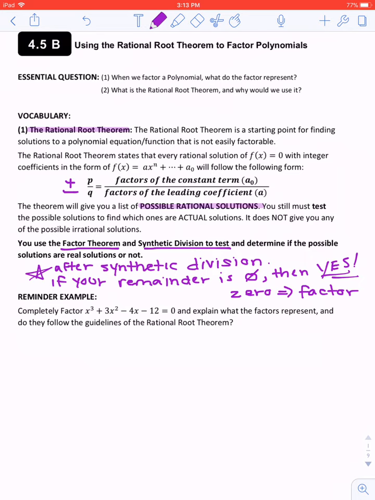So if I asked you to completely factor x cubed minus 3x squared minus 4x minus 12 equals 0, and then explain what those factors represent, and we're going to see, do the factors that we find follow the guidelines of the rational root theorem? So we're going to factor it with things that we already know how to do. And then I'm going to show you what we would do if we use the rational root theorem to prove to you why this list has what we need in it. All right, so it'll kind of make sense as we walk through it.